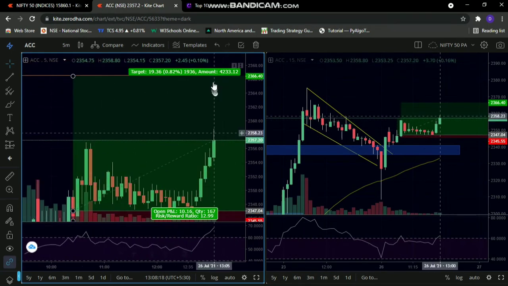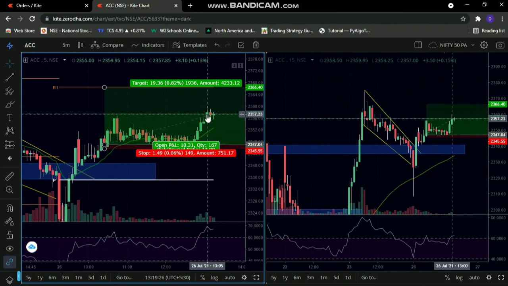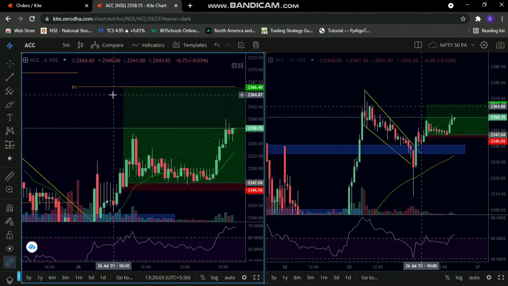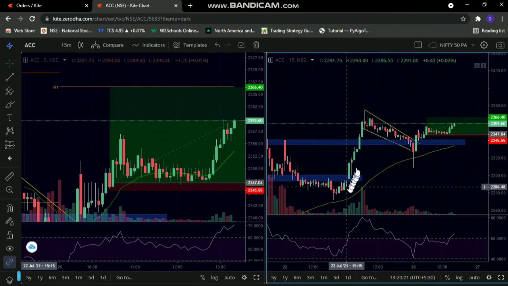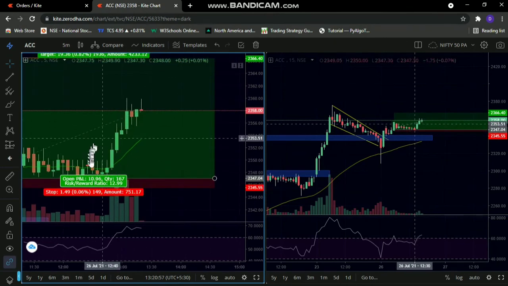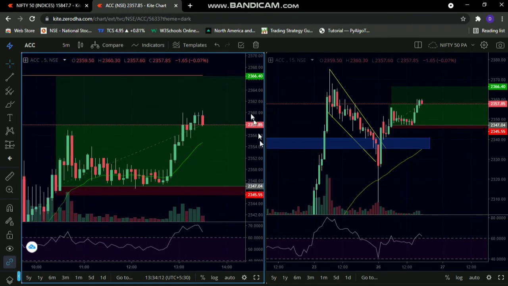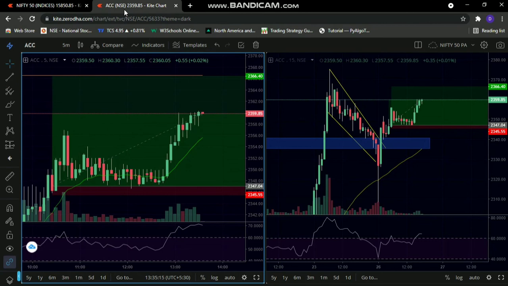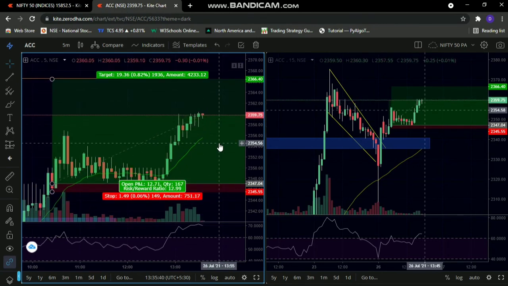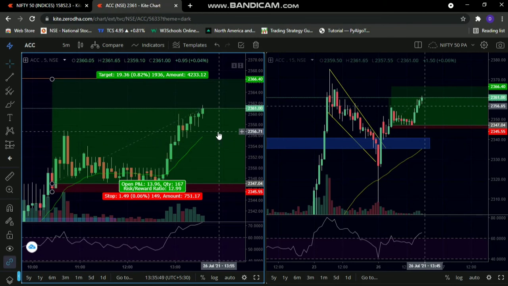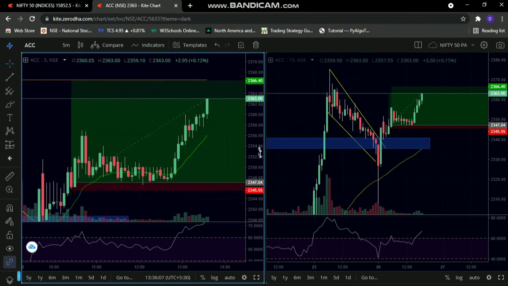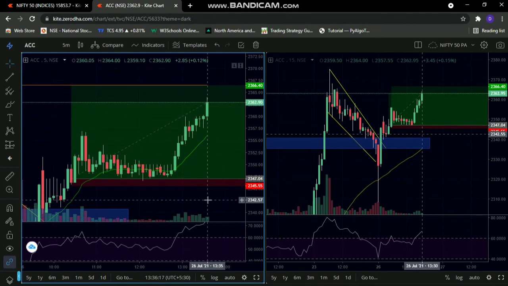So now I have trailed my stop loss. It's a good decision to trail your stop loss whenever possible. Okay, so have patience and wait. Now we'll see it execute.